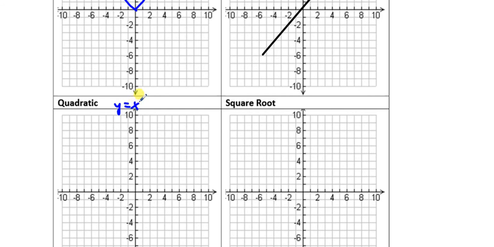X to the second. As I mentioned before, sometimes working with this mouse is kind of hard. At 1 you're at 1, at 2 you're at 4, at 3 you're at 9. And -1 is the same thing, and it's symmetrical across the y-axis. So there's our curve up, and it goes up fairly steep. You've seen quite a few of these.